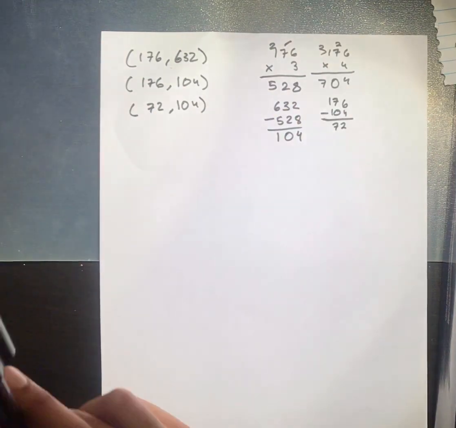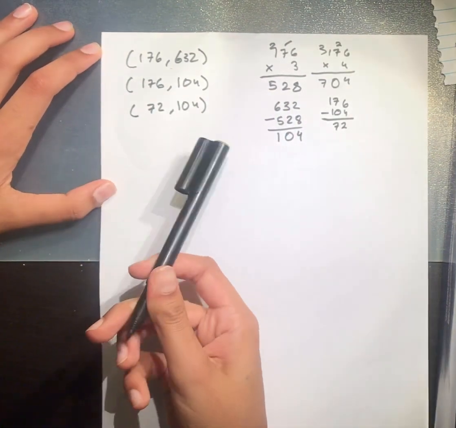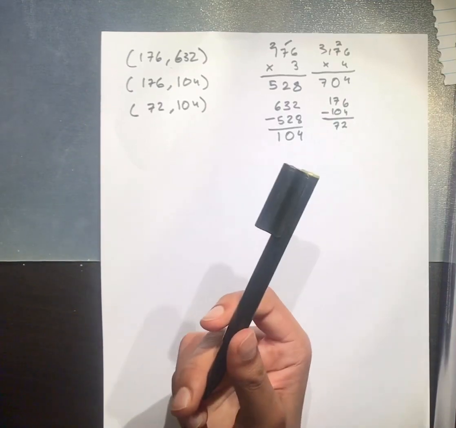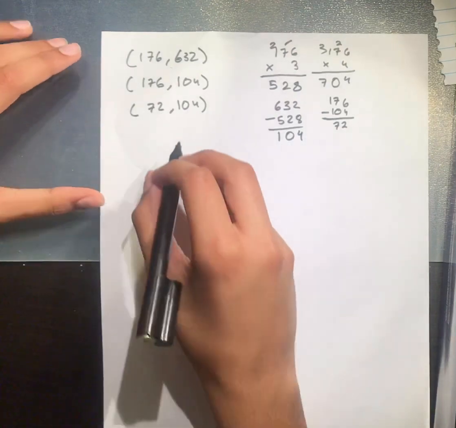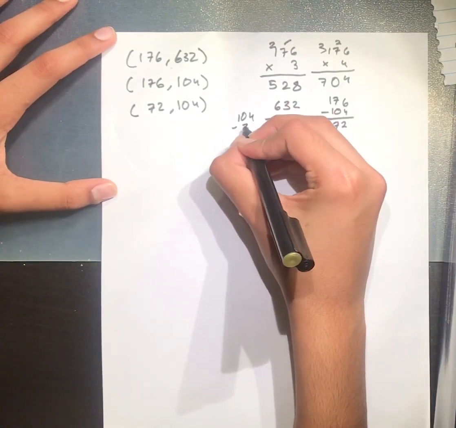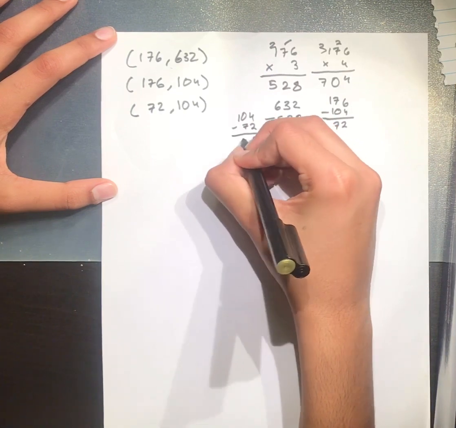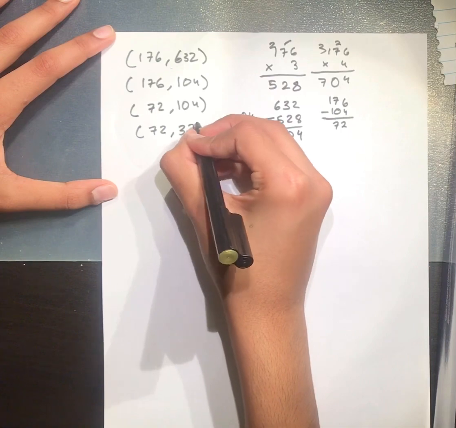Now, how many times does 72 go into 104, and what's the remainder? So 72 goes into 144 if you multiply it by 2. So 72 times 2 equals 144. Therefore, 72 times 1 will be in 104. So 104 minus 72 is 32. 72 and 32.